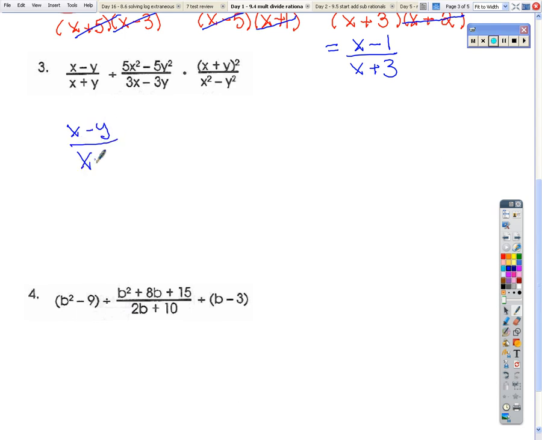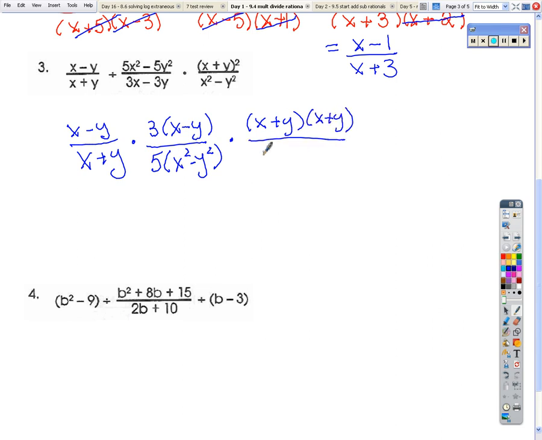This first piece, can't factor that. Now I'm multiplying by the reciprocal here and factor out the 3. And on the bottom, I'm going to factor out the 5. Now here I'm going to rewrite x plus y squared as x plus y times x plus y, and factor the bottom, the difference of 2 squares. Actually, this is the difference of 2 squares as well, so I'm going to rewrite that.